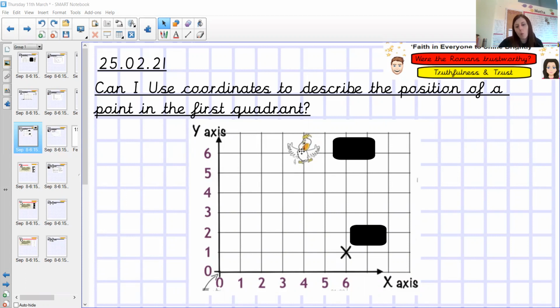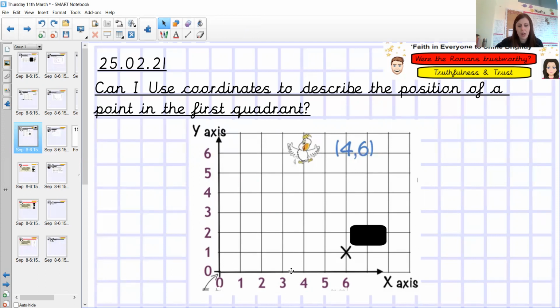Okay, so if we had to think about where Coco is here, what coordinates could we use to describe her position? We know we need to look at the x-axis, and we know we need to look at the y-axis, but where do we start? A really simple and easy way to remember this is: along the corridor, up the stairs. So we always start along the bottom and then we go up. So if I was to say Coco is at 4, 6, then I would be describing her position because she's 4 places along the x-axis and 6 along the y-axis.